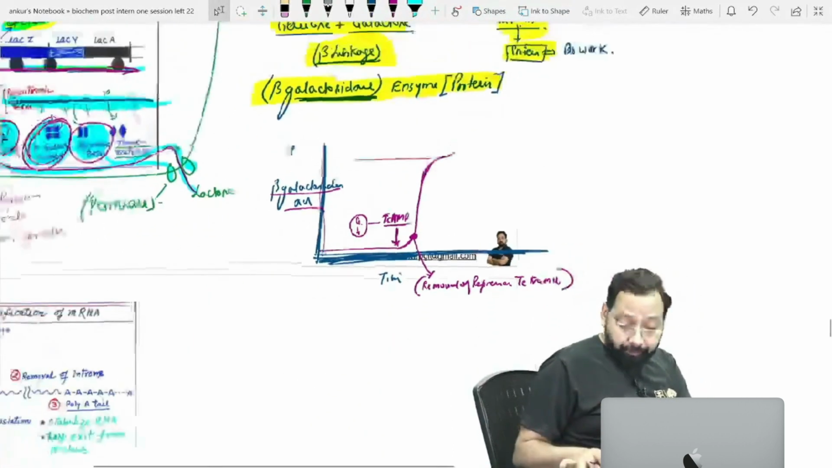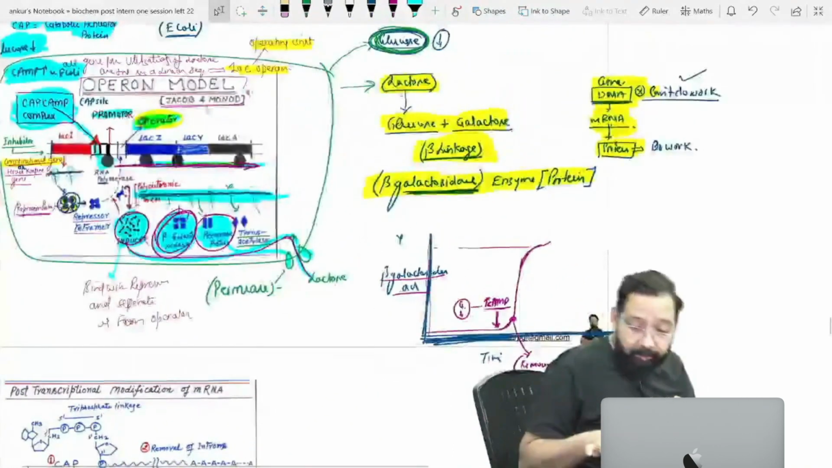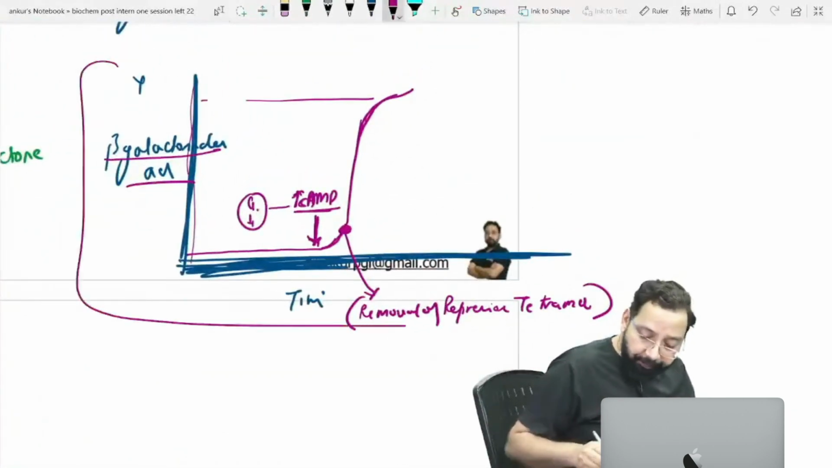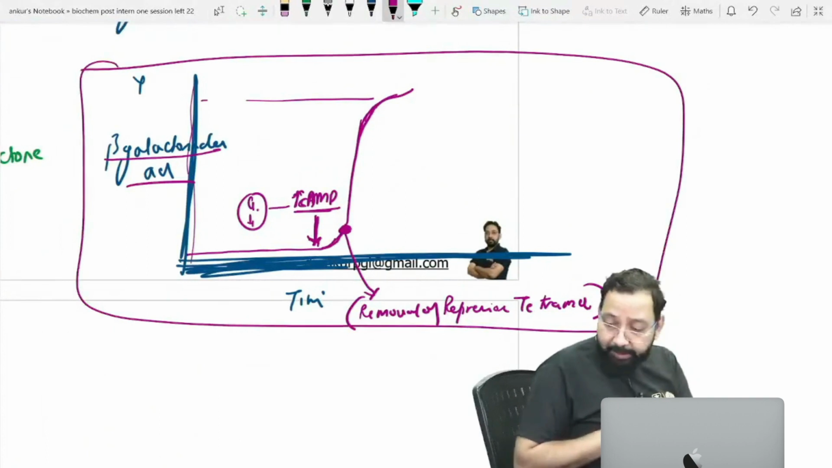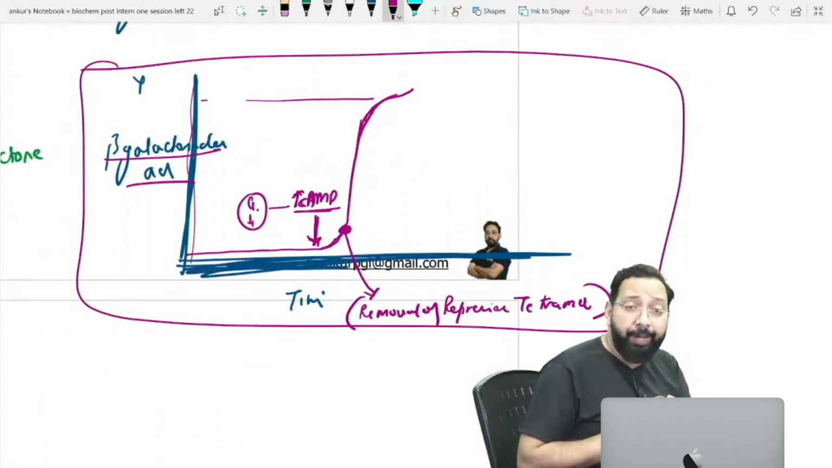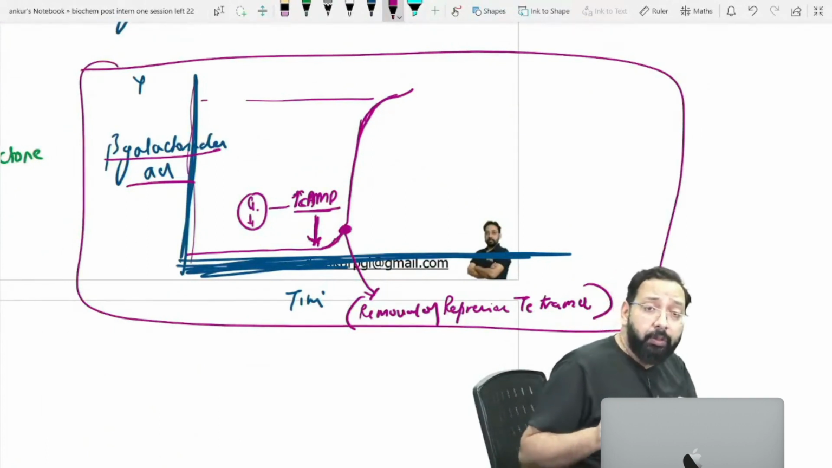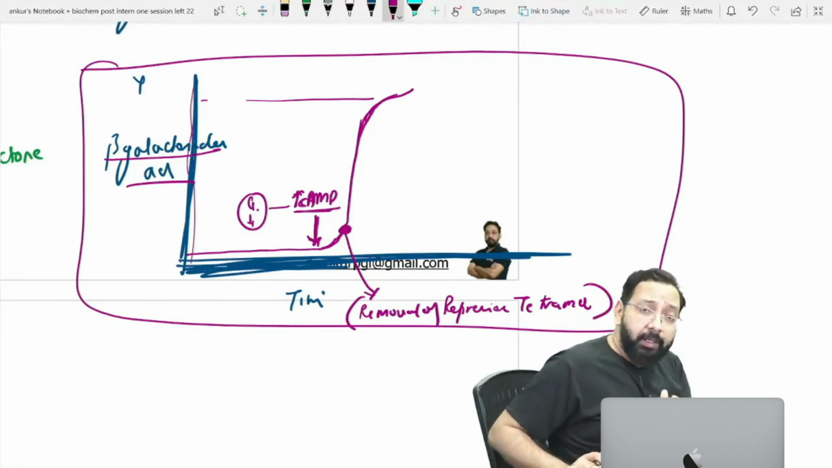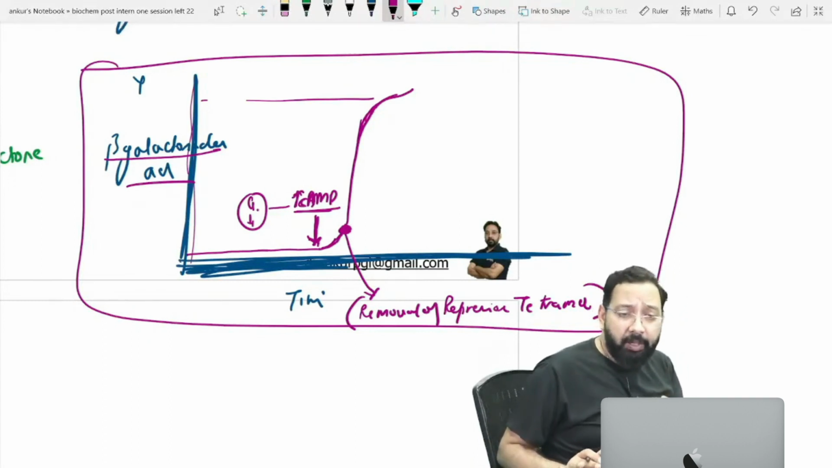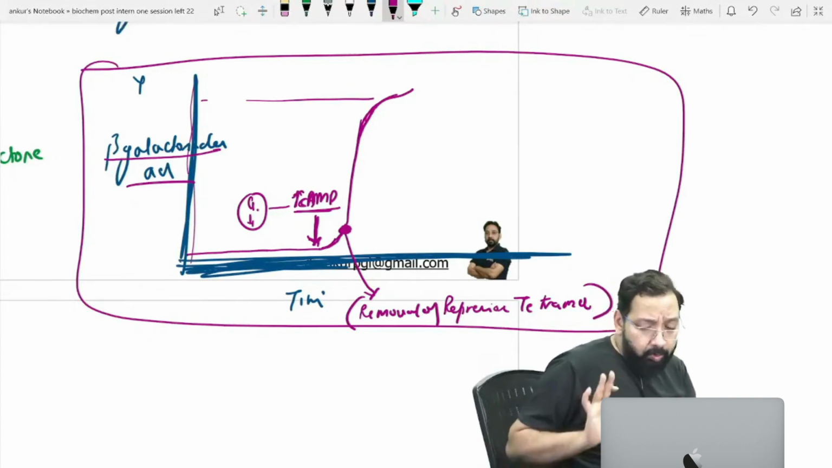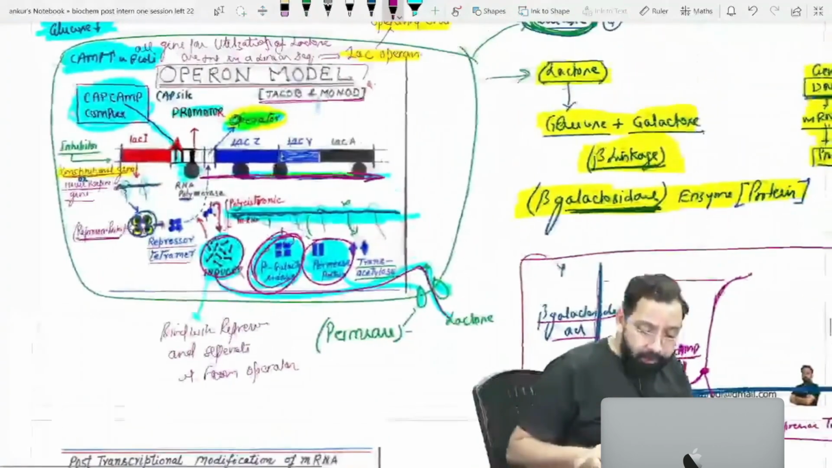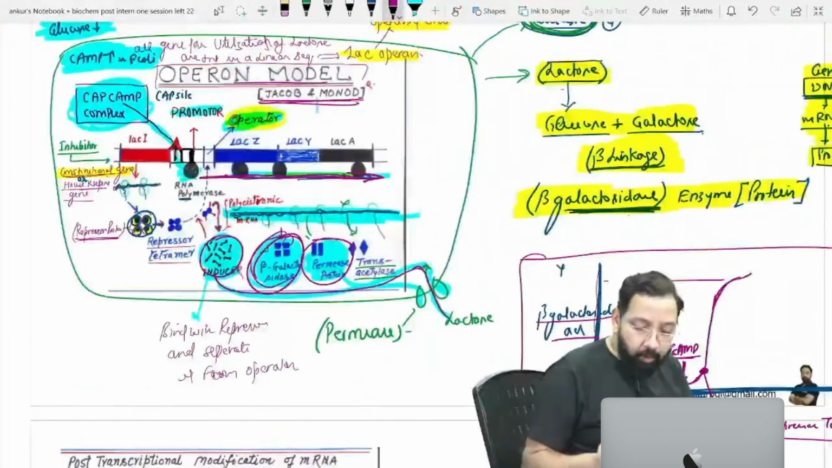This is a very difficult question, recently asked in MLE. And they ask questions like this and it can be repeated. LAC OPERON is not an untouched part of our exam, so you must know the concept. LAC OPERON is an operating unit. The OPERON model was given by Jacob and Monod.